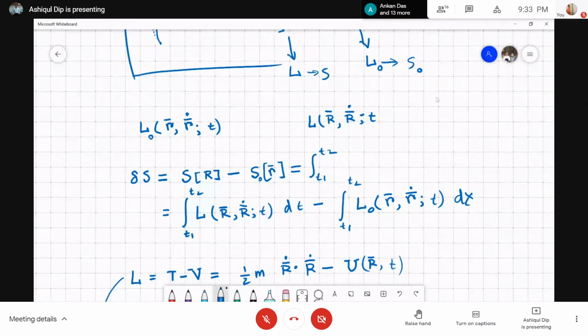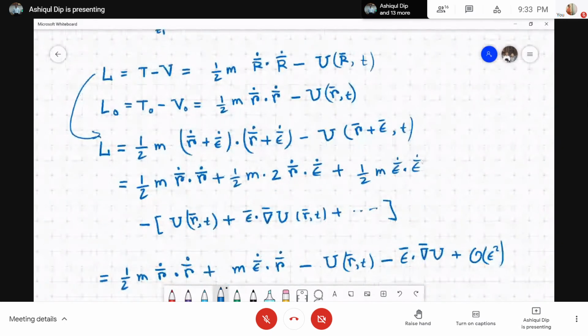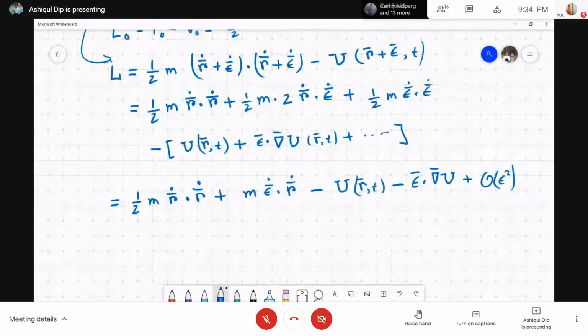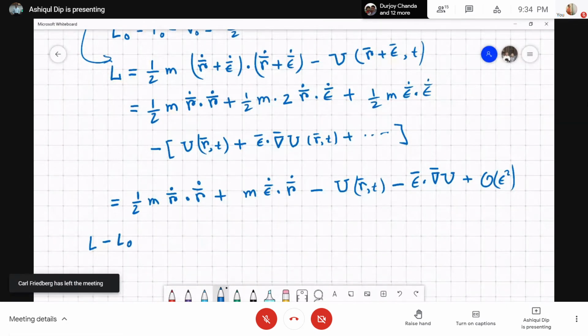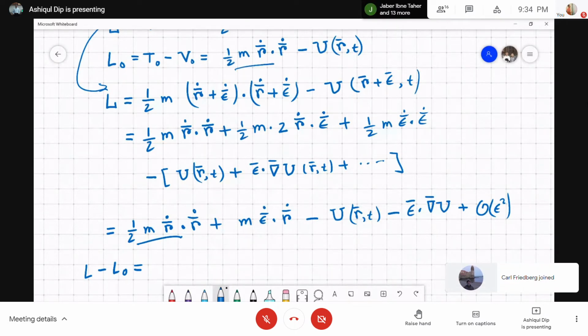Okay. So basically the variation of S is L minus L naught integrated over t, right? That's why we take the separation between L and L naught. So L minus L naught would be what? L naught had half M r dot dot r dot. So this term and that term match, so they cancel out, right? Yes. So the leading order term would be M epsilon dot r dot.